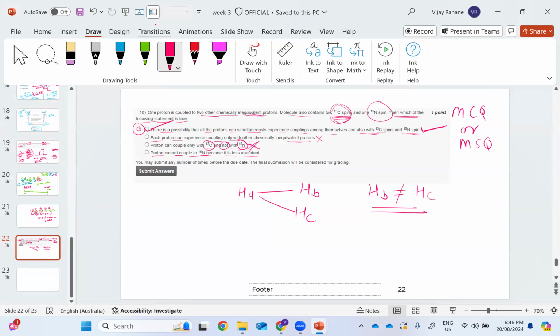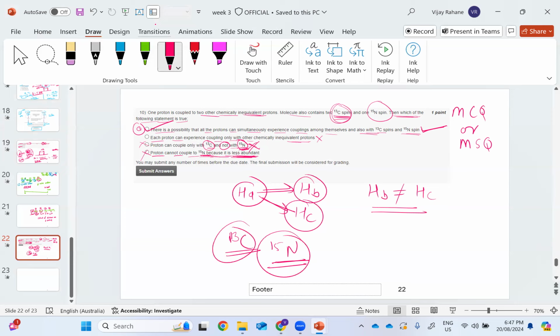No, whatever the abundance for this one is, nitrogen 15 will be enough in this case. So this is also the wrong option. Here option A is the correct option because, let's take this example where we have these three protons. This one proton is coupled with this HA, HB. Also, in the compound there are carbon 13 as well as nitrogen 15. So these both are also magnetically active nuclei. So these protons can also couple with this 13C and this nitrogen also. So option A here is the correct option.